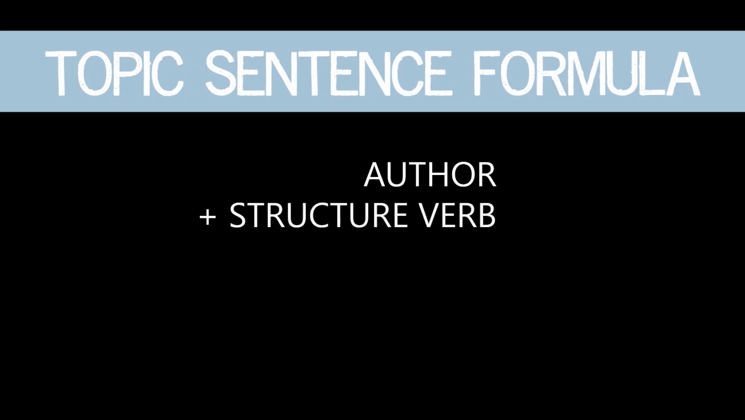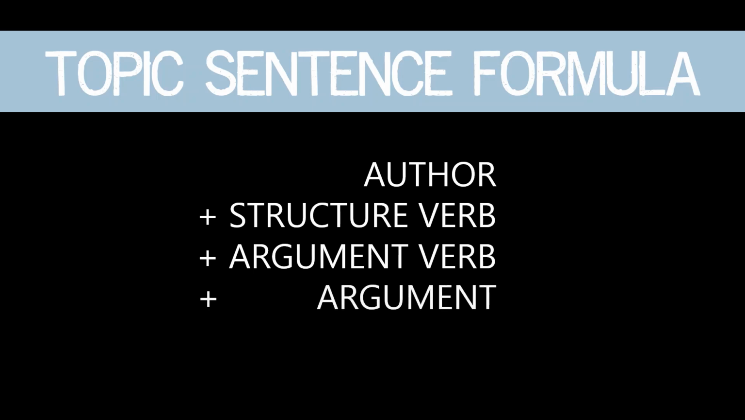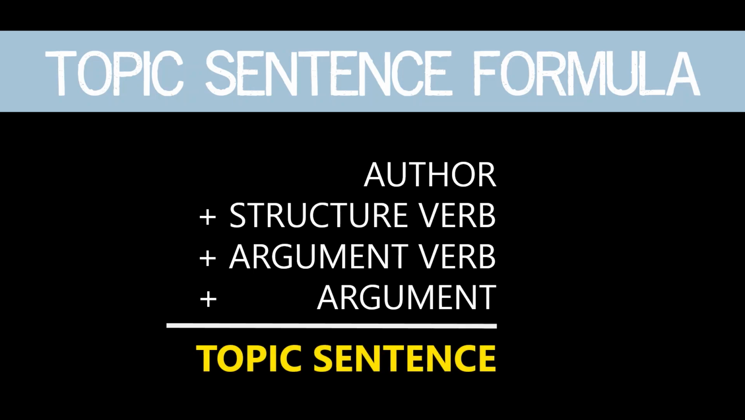So, let's talk maths. Let's talk our topic sentence formula. What do we need? A little bit of addition. To start with, we need the author or the author's name. We need to add in the structure verb. We need to add our argument verb, and we need to add the argument. And when we add all those things up, you guessed it, we get our topic sentence. Look how neatly that's working out. We don't get to do too much working out in English, but that is perfect to me. But these are the features you need, and they combine to form a topic sentence.